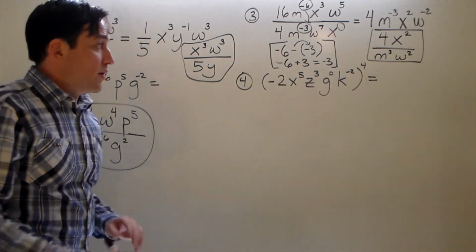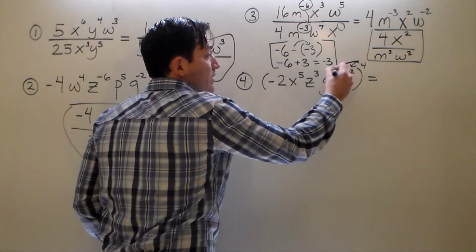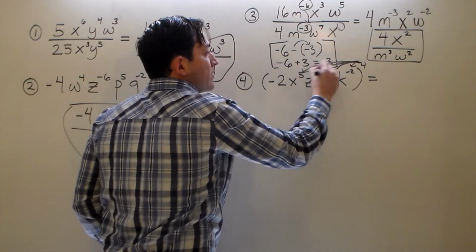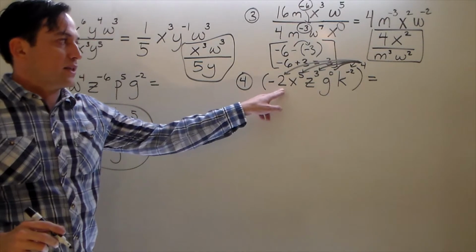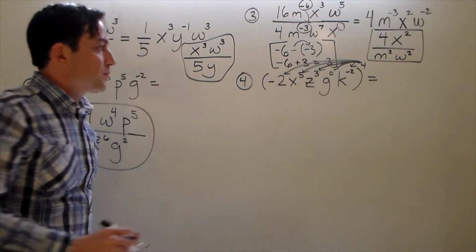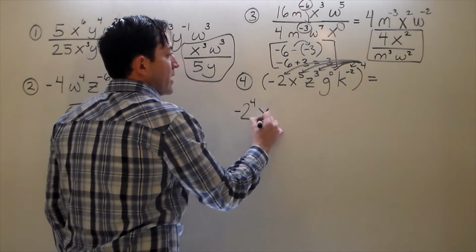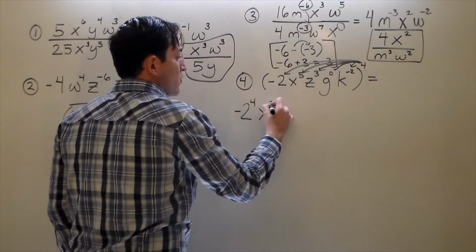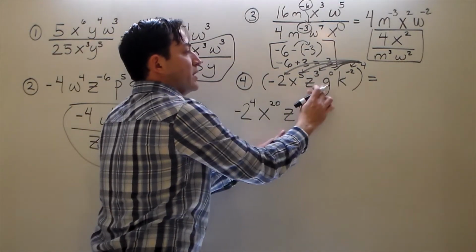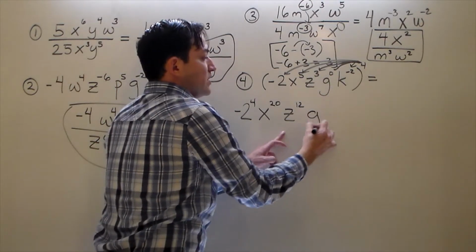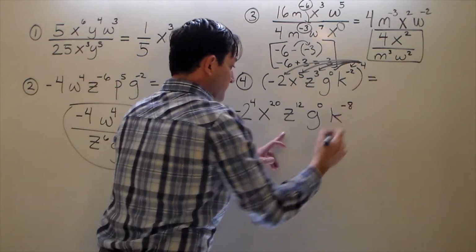So this one right here, what do we need to do? We have a power raised to a power. So we're going to just have to distribute this in to every single base, including the number. That's where you're going to make your mistake probably, is not distributing it into the number. So what I have is negative 2 raised to the 4th power, x, 4 times 5 is 20, x to the 20th, I have z, 3 times 4 is 12, g, 0 times 4 is just 0, and then negative 2 times 4 is negative 8.